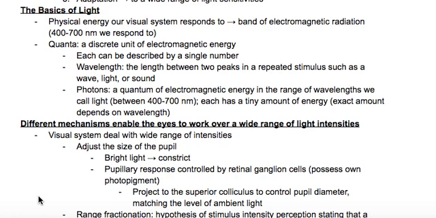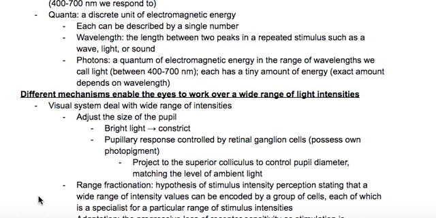And the wavelength is the distance between the two peaks in a repeated stimulus. Photons are quanta of electromagnetic energy in the range of wavelengths we call light. Each has a tiny amount of energy, and the exact amount of energy depends on the wavelength.